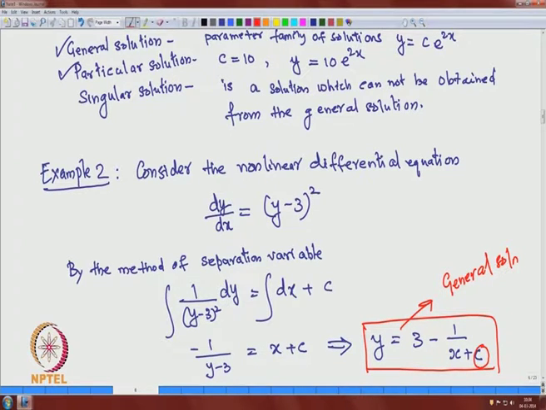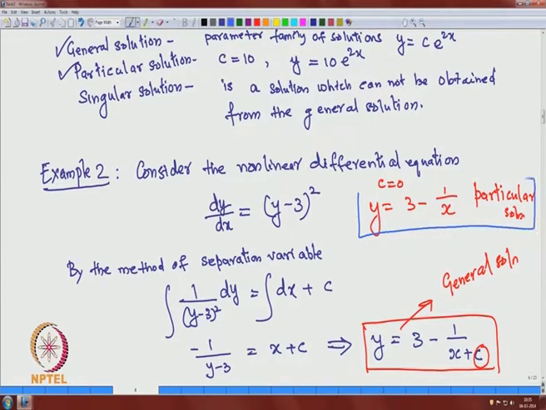So, this is a general solution, and if you give particular values to c, say for example, y is equal to 3 minus 1 by x is a particular solution, where c is equal to 0. So, when c is equal to 0, you get a particular solution.